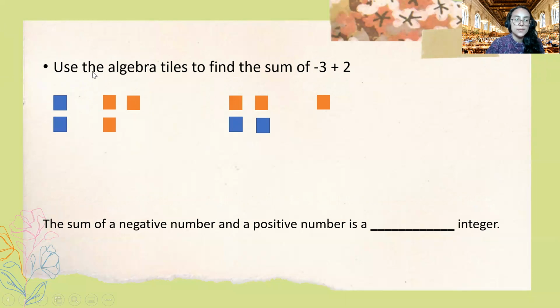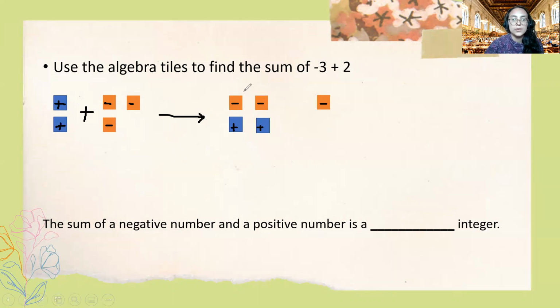So in this example, we're asked to use the algebra tiles to find the sum of -3 plus 2. So we are going to have -3, so it's going to be 3 red negative tiles, so 1, 2, 3, and we're adding it to +2. So 2 is positive, so we're going to have 2 positive tiles in blue, so 1 and 2. And we're asked to add these algebra tiles together. So we're going to group them off. So I'm going to write my negative ones, 1, 2, 3, and my 2 positive ones, so 1, 2.